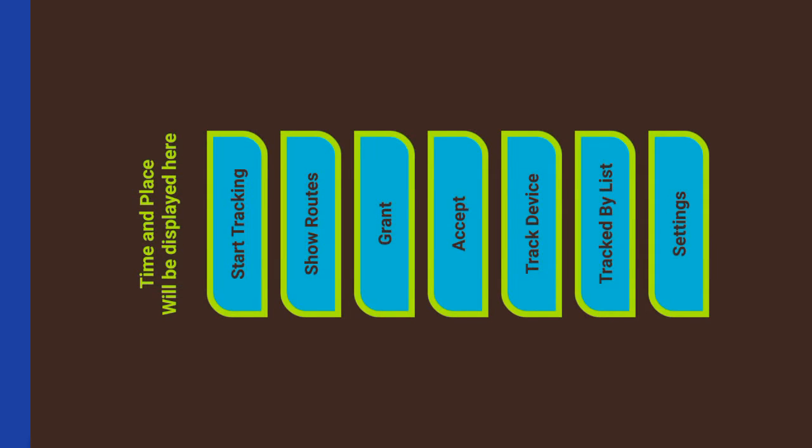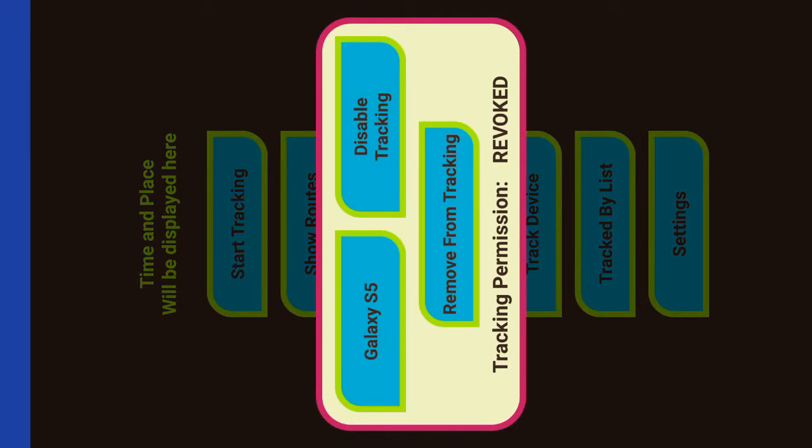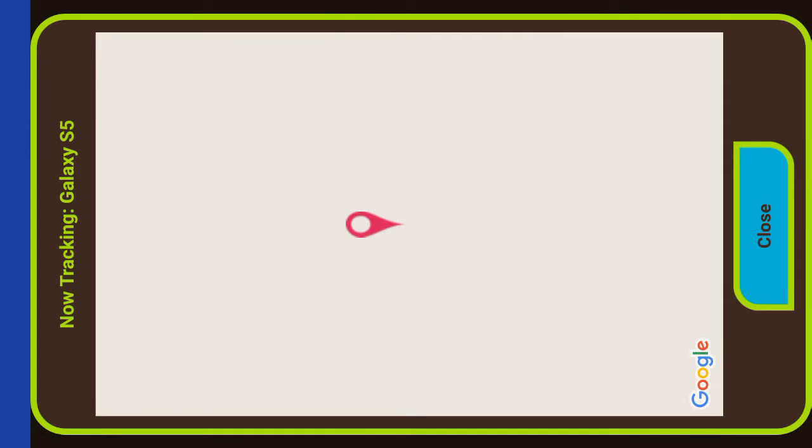Now, what I'm going to do here, you can't see what I'm doing at the moment, but on my other device, I'm going to go into the app, and I'm going to revoke permission. So I'm clicking on the tracked by list on the S5 at the moment. I'm now going to click revoke tracking permission. So what's going to happen now is when I go to track device, if I try to track the Galaxy S5, it's going to show me the North Pole basically, so it's not there.